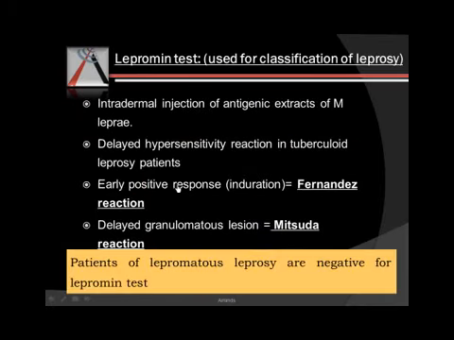The next major granulomatous disease is leprosy. In that we have the lepromin test, which is a very common source of MCQ. Herein what is done is an intradermal injection of antigenic extract of M. leprae is given. An early positive reaction is called the Fernandez reaction, while the delayed positive reaction is called the Mitsuda reaction. And what it tells us is the hypersensitivity of the patient to the antigen.